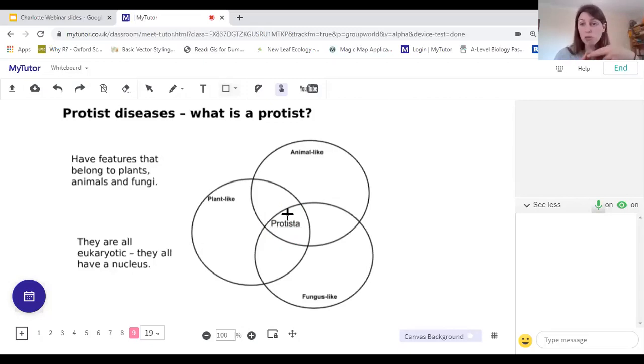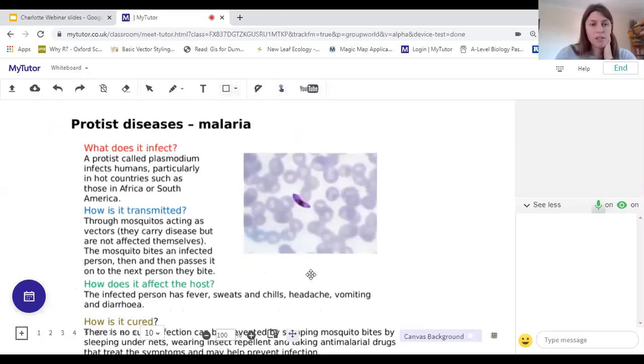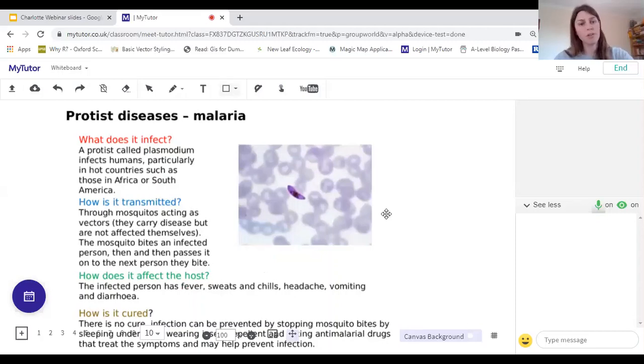Some of them have chloroplasts and photosynthesize. Some of them are like animal cells and have your usual organelles, ribosomes for protein synthesis, or mitochondria for respiration. And some of them have fungal characteristics as well. We're going to do fungi next, so we won't go into them now. Okay, so the first and the only protist disease that we're going to talk about today is malaria.